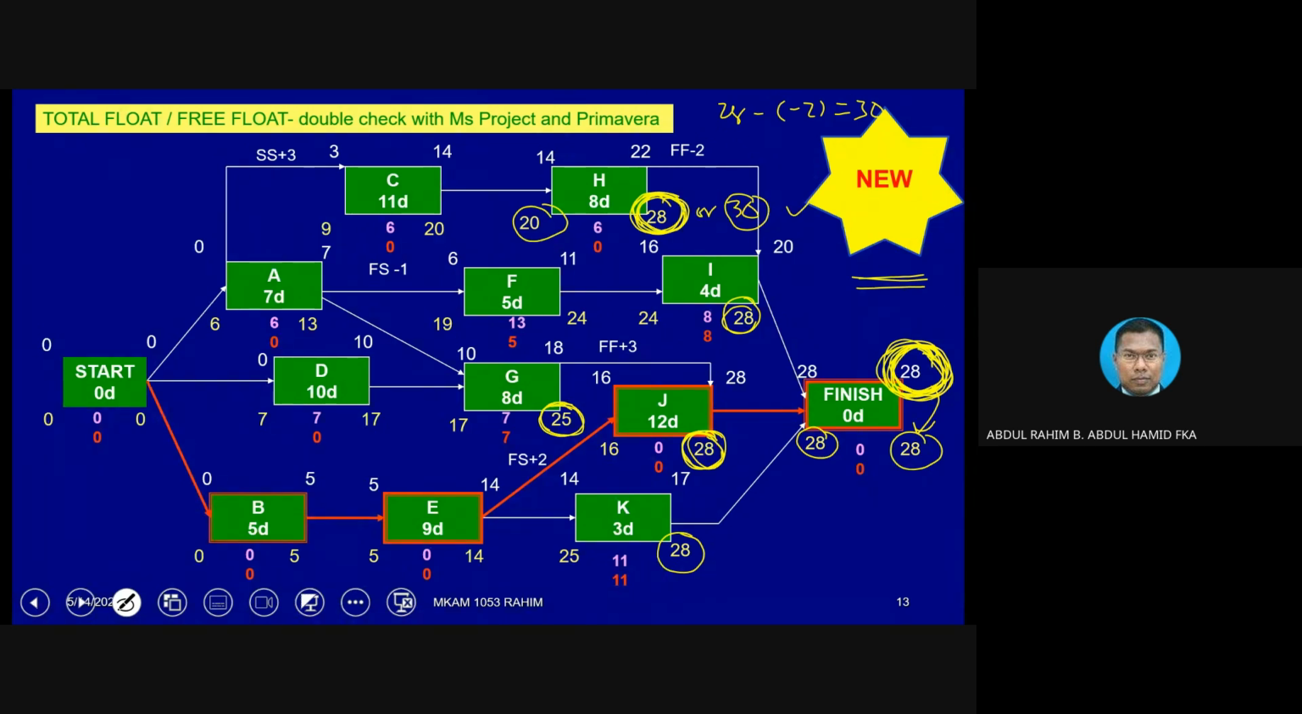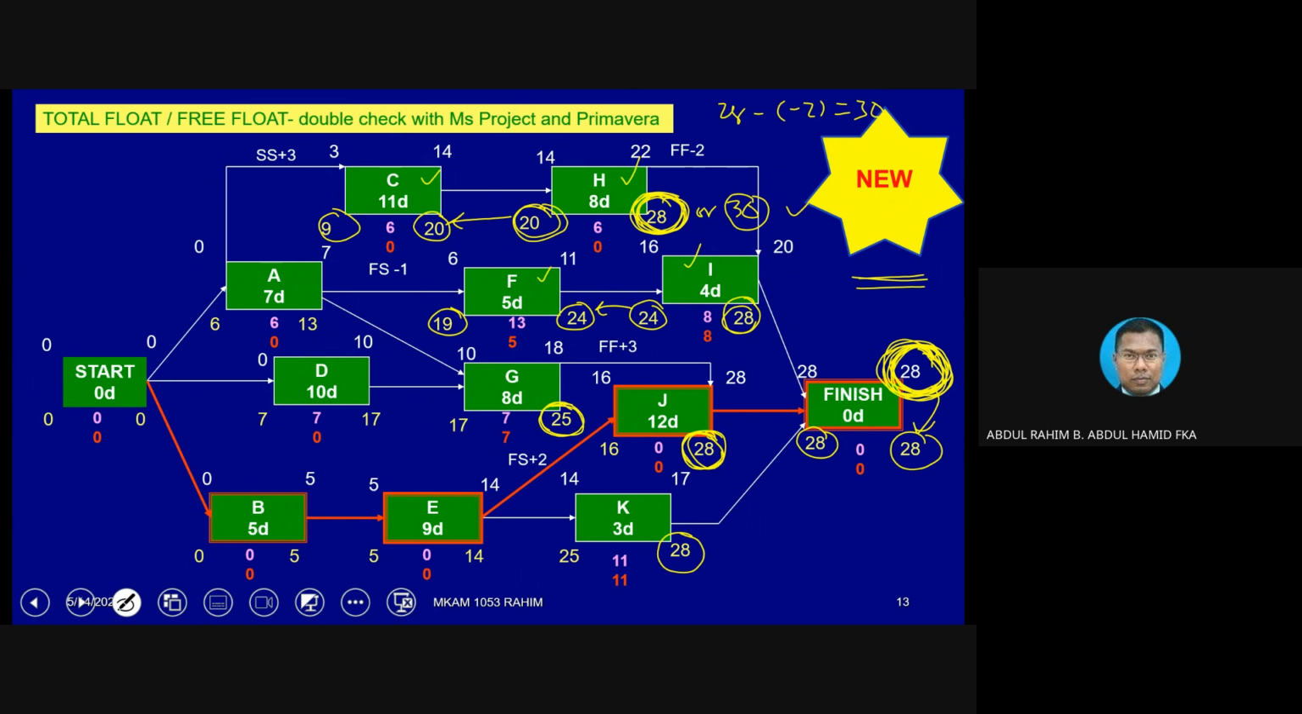Let's calculate C. Once we have 20 here, C basically transfers 20 here. 20 minus 11 equivalent to 9. Okay, so we complete I, H, and C. How about F? F is straightforward. From I here, 24. 24 transfer here. 24 minus 5 equivalent to 19. All right, so we finish F, I, H, C, and H already.